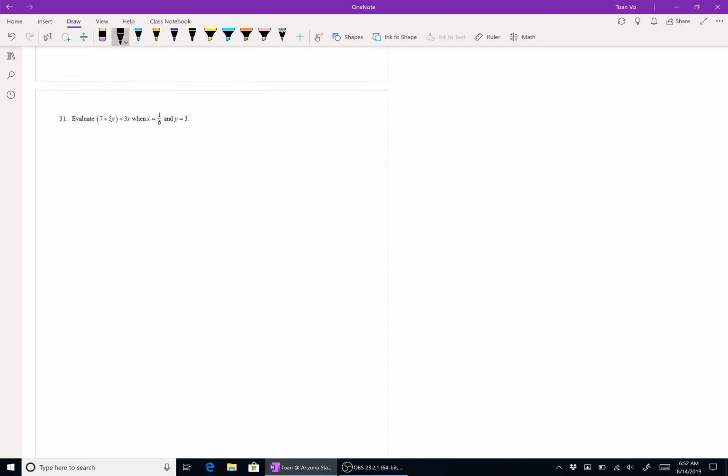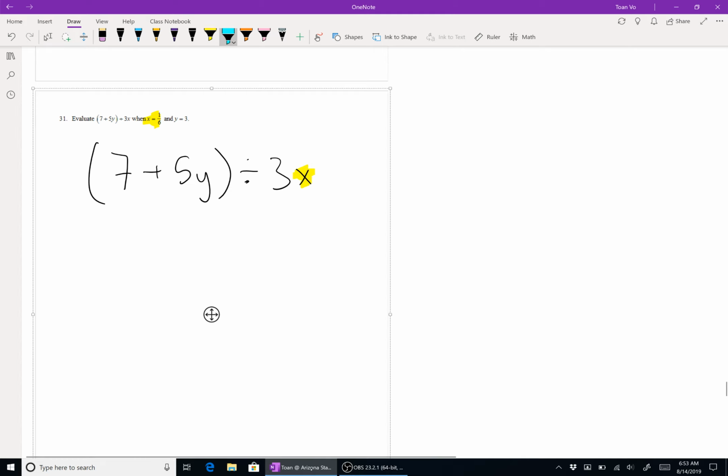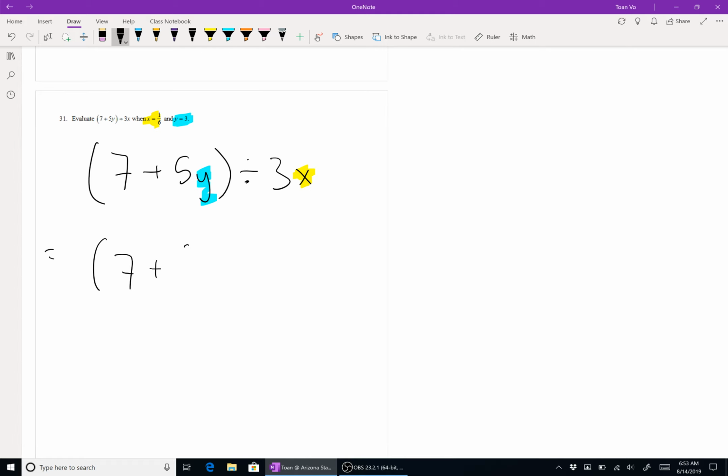More evaluations. This time they give you 2 letters. Ooh, should not be any difficult though. Same idea. Wherever I see an X, change it to 1/6. Wherever I see a Y, change it to a 3. So this is 7 plus 5 times 3 divided by 3 times 1/6, and then you just do math.